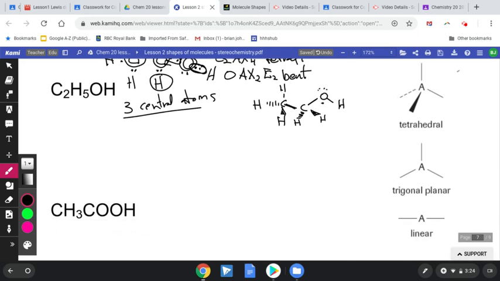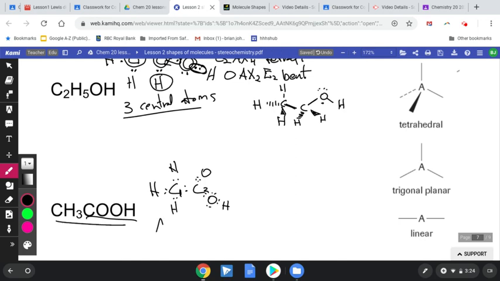And our last one, CH3COOH. So the CH3 you already know as a Lewis diagram, CH3 bonded to a carbon. And remember, this COOH represents a C double bond O, OH. So again, we have 3 central atoms. So we'll call this carbon 1, carbon 2, and an oxygen. So what's going on here?